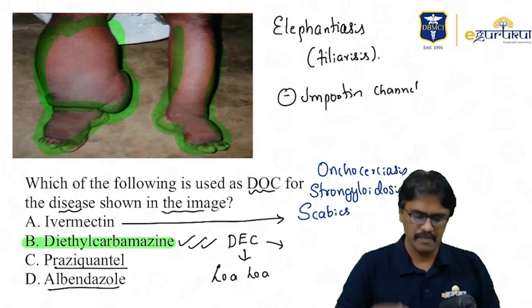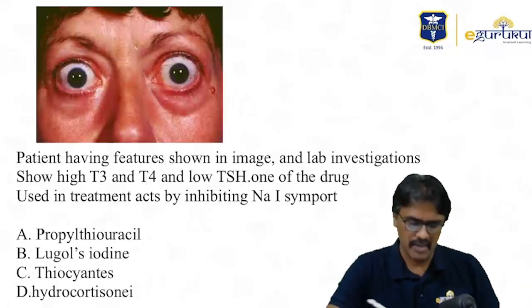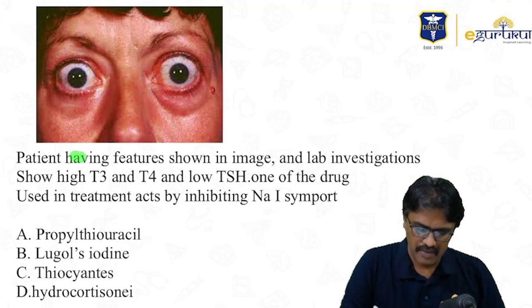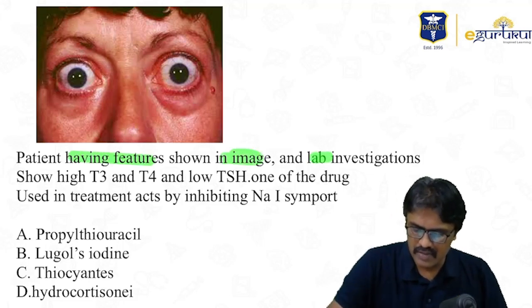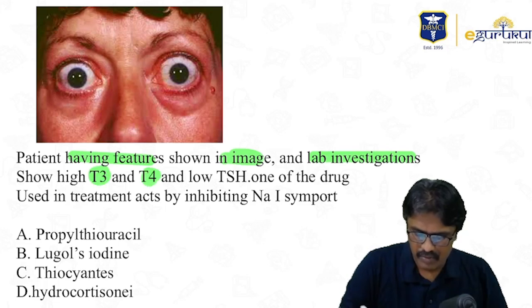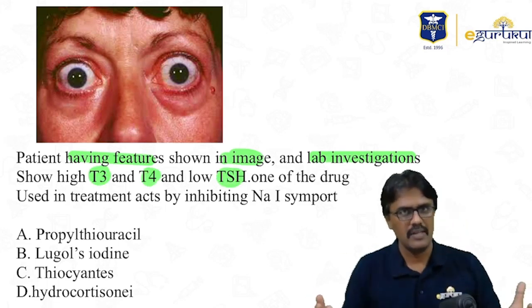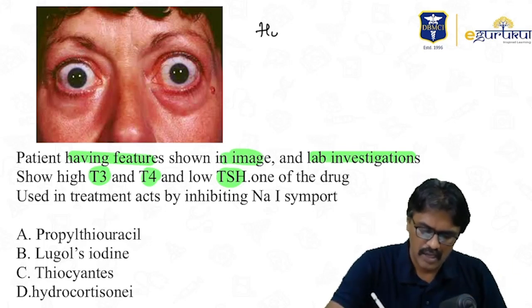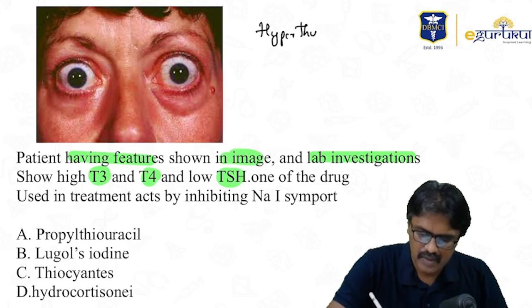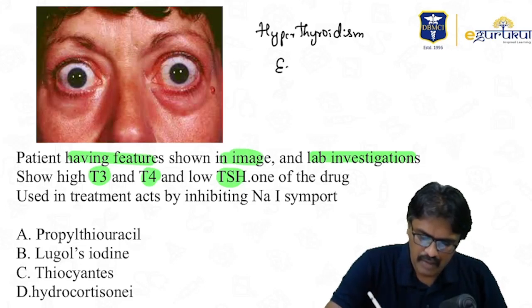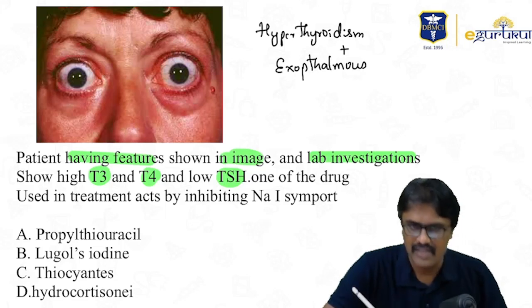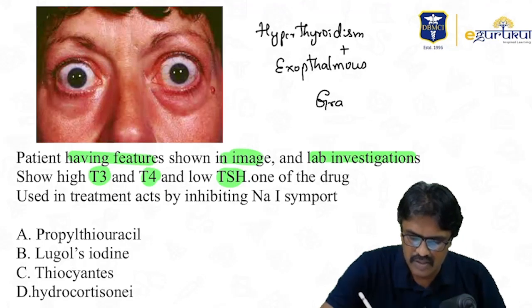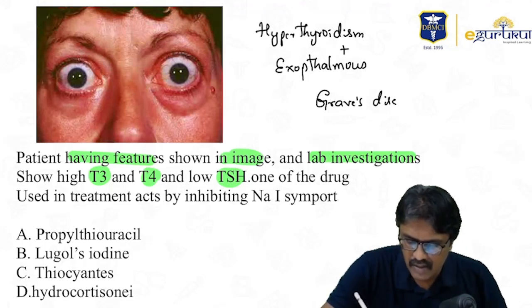Now let's move on to the next question. Yes, so you can see the image. Patient having features shown in image, and lab investigations show high T3 and T4 and low TSH. So it's a common thing. If the T3, T4 are high and TSH is low, what is the diagnosis? It points towards hyperthyroidism. Now in hyperthyroidism, the T3, T4 are high, and you can see that there is exophthalmos in the image. Hyperthyroidism with exophthalmos points towards Graves disease. So this is a case of Graves disease.